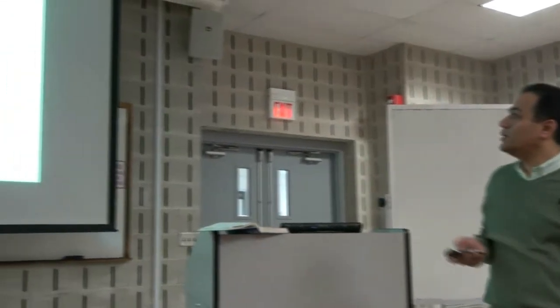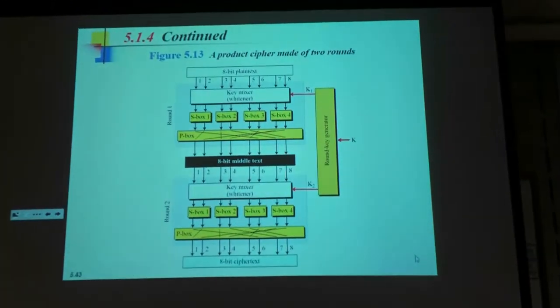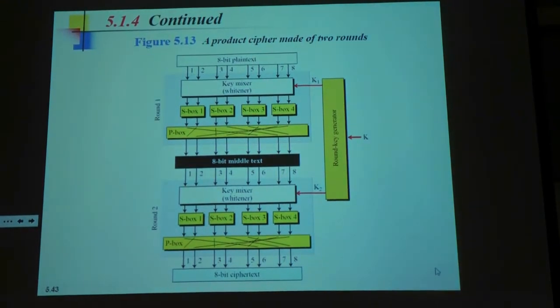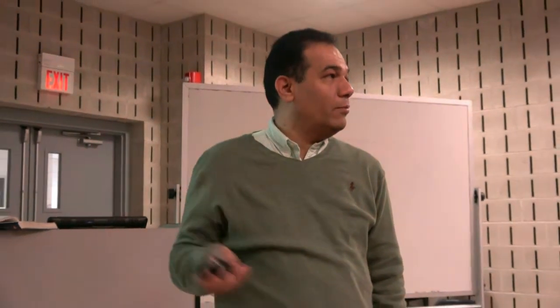Alright? But, okay, so look at in here. So this is a product cipher, made of 2 rounds only. A real one has 16 rounds. This is not a real one. This is just an example. Look at here what you have. So you have 8-bit plaintext. So what is the size of plaintext? 8-bit. Here's just an example, right?